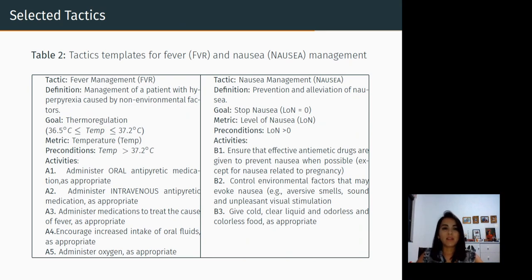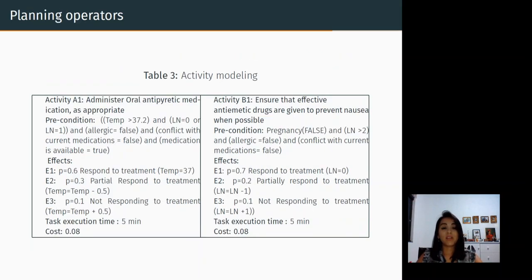So imagine that the selected tactics were the fever management and the nausea management. Now we need to model each activity of these tactics. We model these activities according to the probability to respond to treatment. For example, there is a 60% chance of successfully responding to treatment, 30% of the patients partly respond to treatment, and 10% do not respond to the treatment at all. So each activity inside the tactics should be modeled in this way.